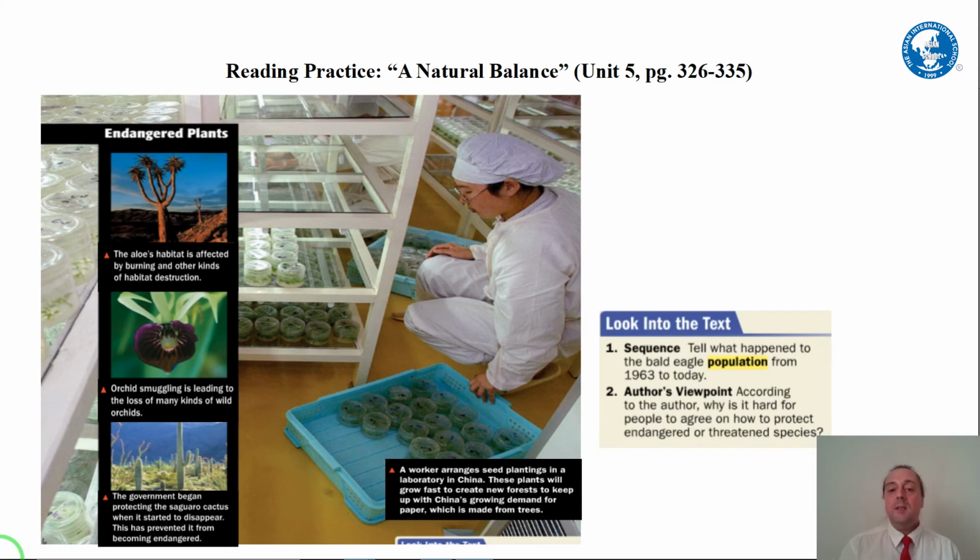So, here are your questions. Look into the text. The sequence of events. Tell what happened to the bald eagle population, that was on the last page, from 1963 to today. And number 2, what is the author's viewpoint? According to the author, why is it hard for people to agree on how to protect endangered or threatened species? So look back at the last page, and answer these 2 questions.